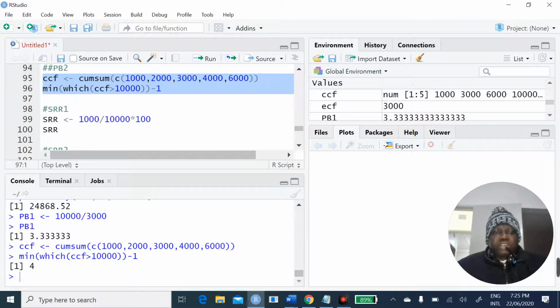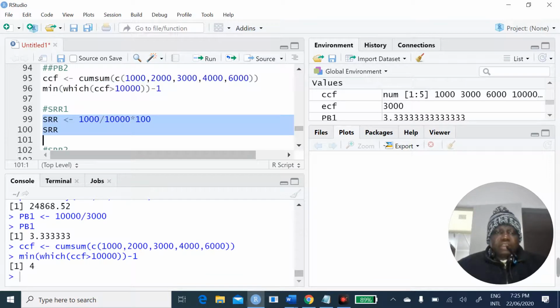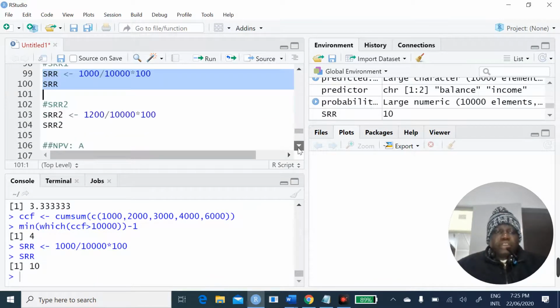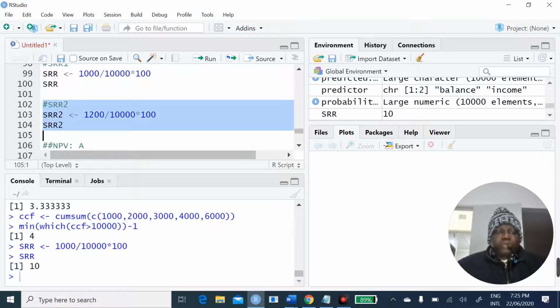So for simple rate of returns, let us assume a depreciation of 2,000. We remove that 2,000 from 3,000, then we have this 1,000. So the simple rate of return will be 1,000 divided by 10,000 multiplied by 100. Just calculate it. I think this is going to give us 10%. Yeah. And for the second investment, it's going to give us 12%.